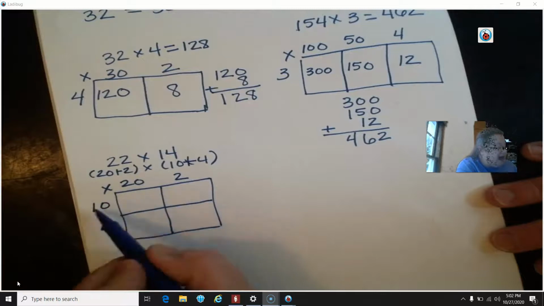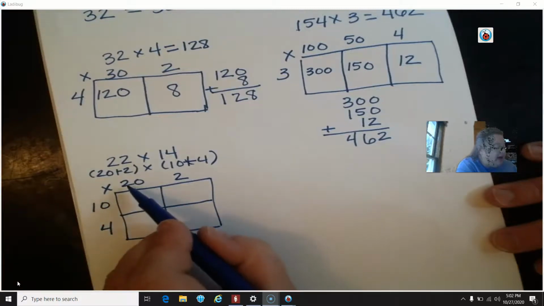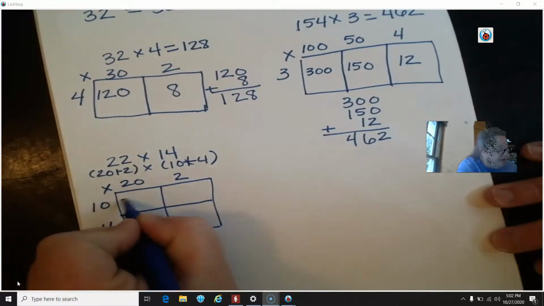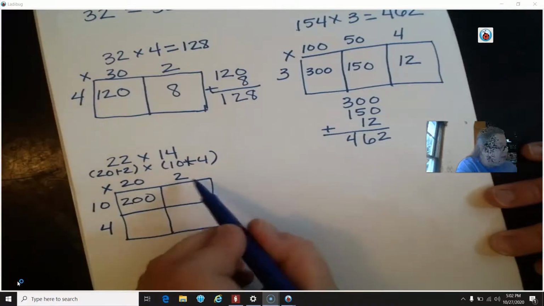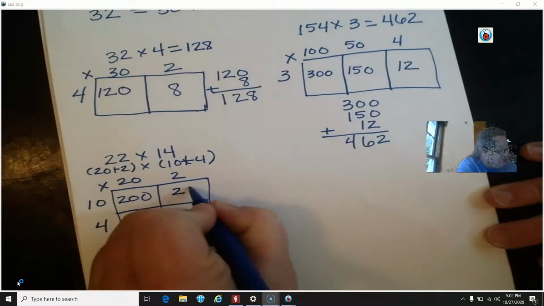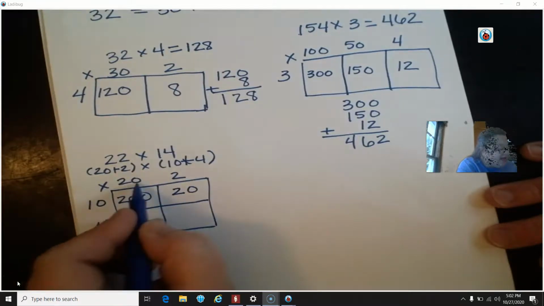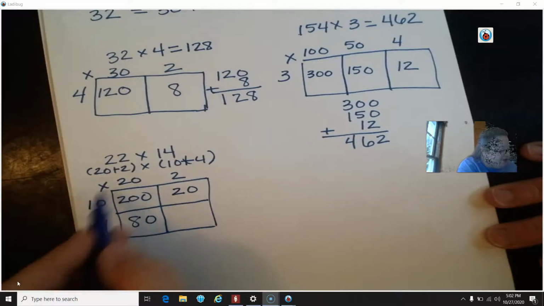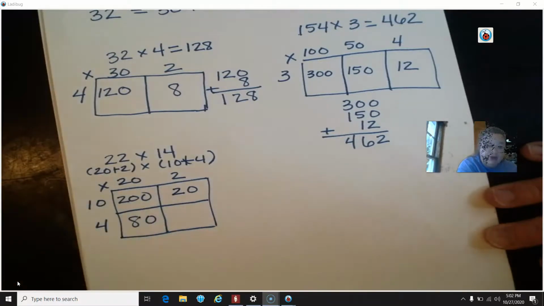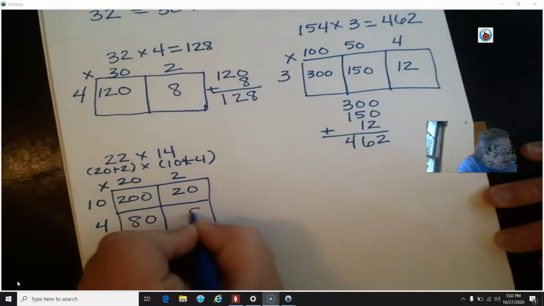So 20 times 10, they hopefully recognize that 2 times 1 is 2, and then add both zeros for 200. 2 times 10 is 20. 20 times 4 is 80. And again, they can do 2 times 4 and add the 0 back on if they're not sure. And then 2 times 4 is 8.